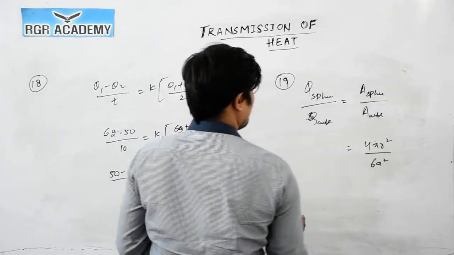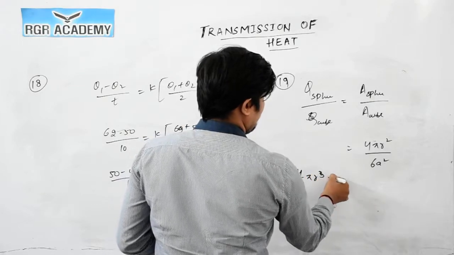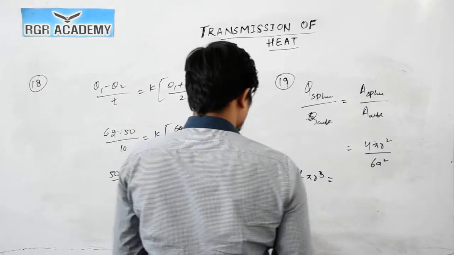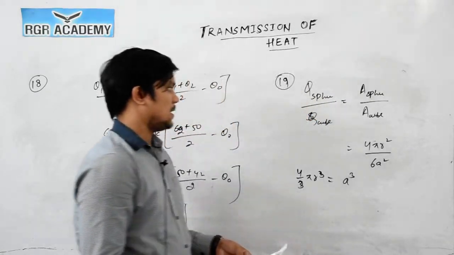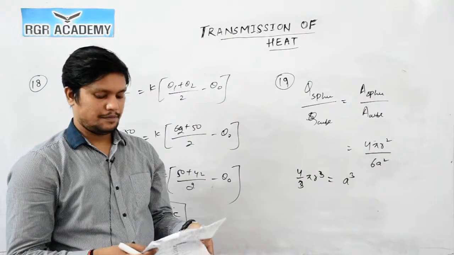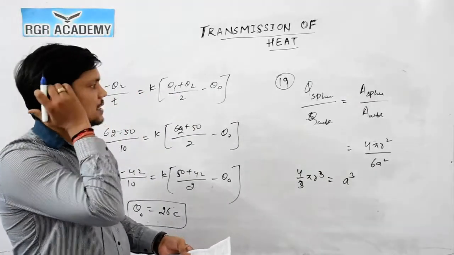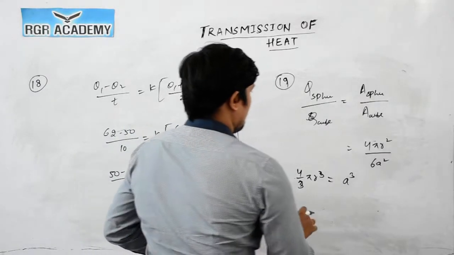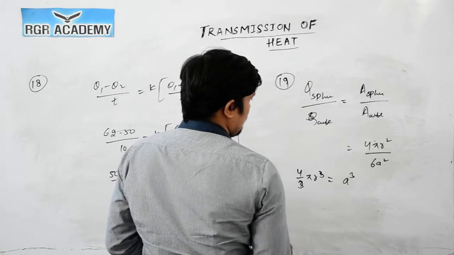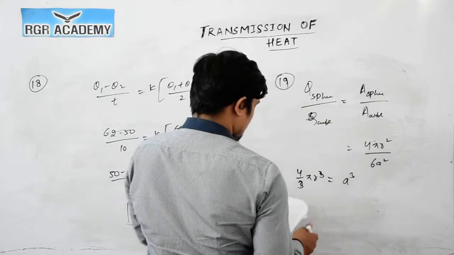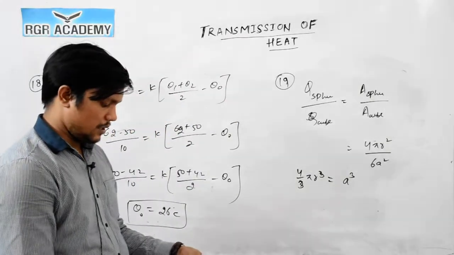So we can say that volume of sphere, 4 by 3 pi r cube, should be equal to the volume of the cube, which is a cube. Okay. So now we have to find out this ratio. So from this, in the place of A, we have to write down in the terms of R.